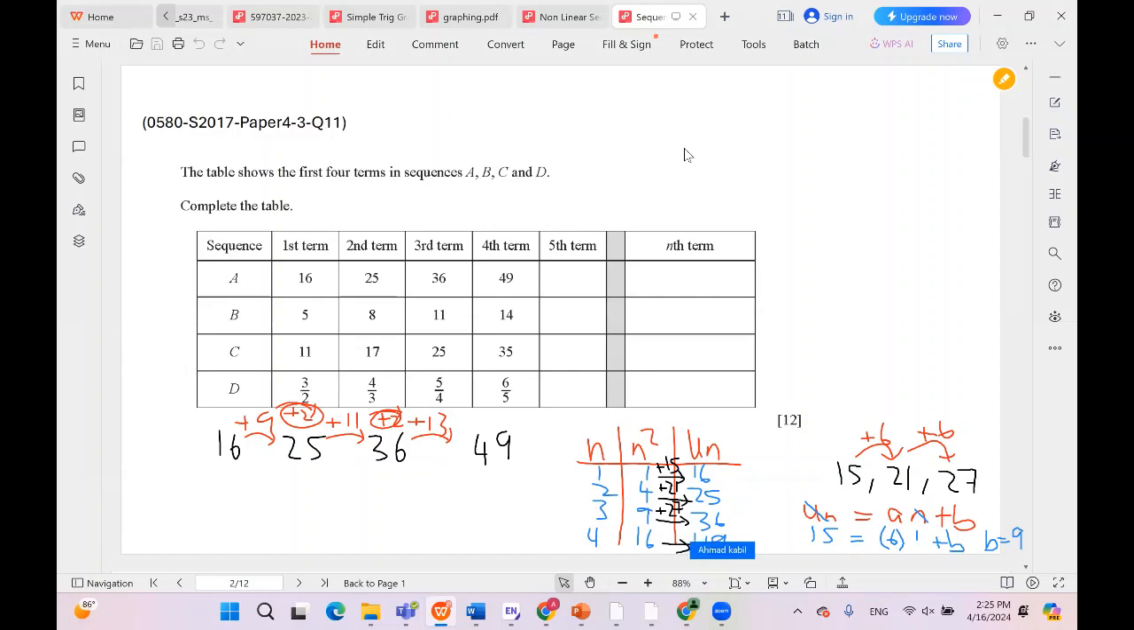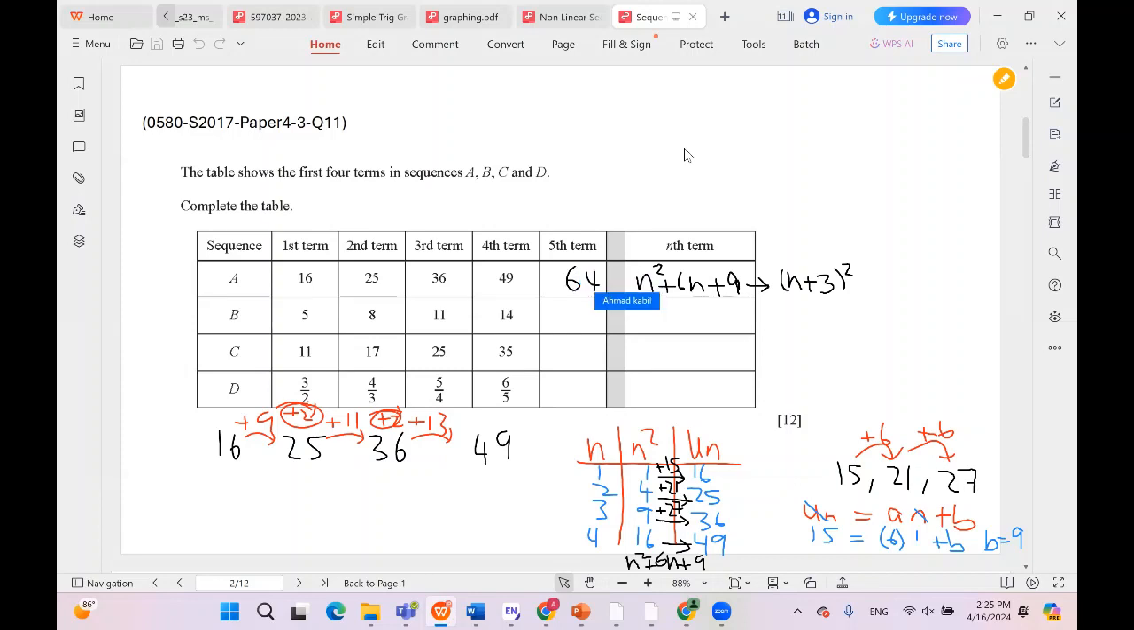So the sequence in black here would be 6n plus 9. And of course, we have here n squared. So n squared plus 6n plus 9 is the formula for the nth term. Of course, you can factorize this into n plus 3 all squared, but both answers are correct. Now, for the fifth term, you can just put n as 5. So 5 plus 3 is 8. 8 power 2 is 64. So this is here 64.